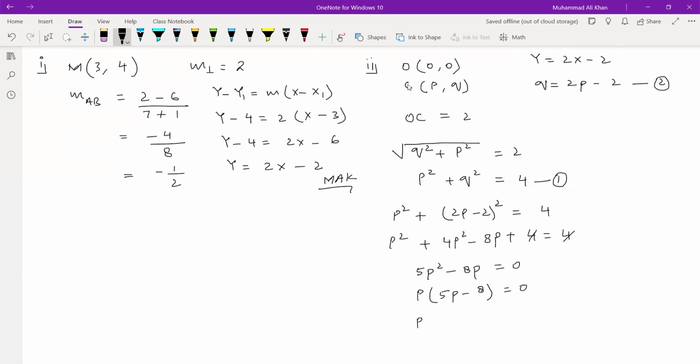Can I say that the first value of p is 0, and the second value of p is 8 upon 5? Are you clear up to this?